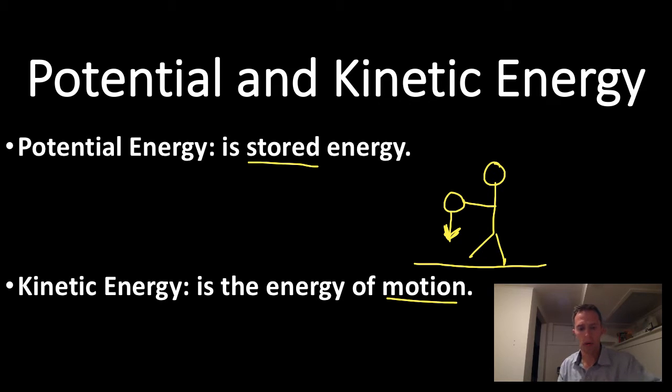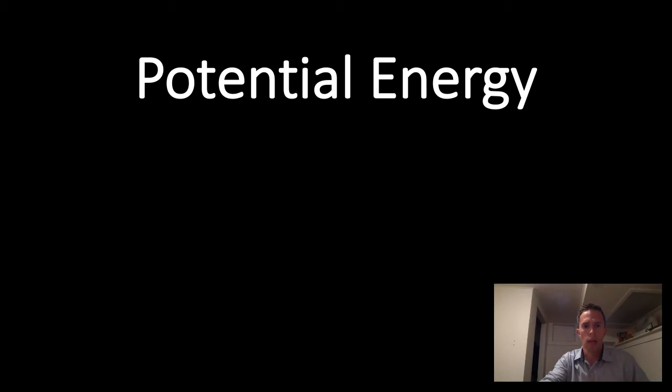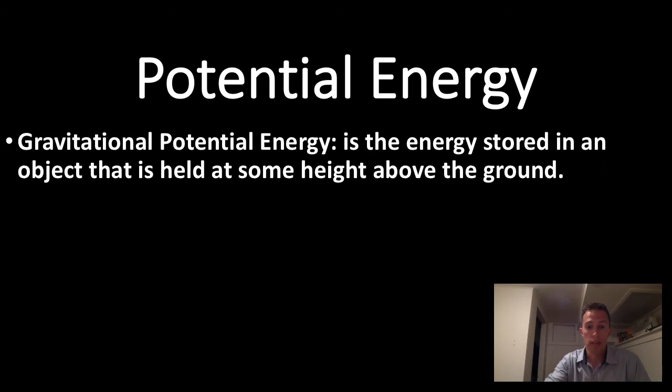We're going to work a few problems here. But before we do that, I want to look at potential energy and its definition a little bit deeper. In this video, we're really going to be focusing on a type of potential energy called gravitational potential energy. And so let's look at its definition. It is the energy stored in an object that is held at some height above the ground. So it does have to have a height above the ground in order for it to come down and for that potential energy to be realized.